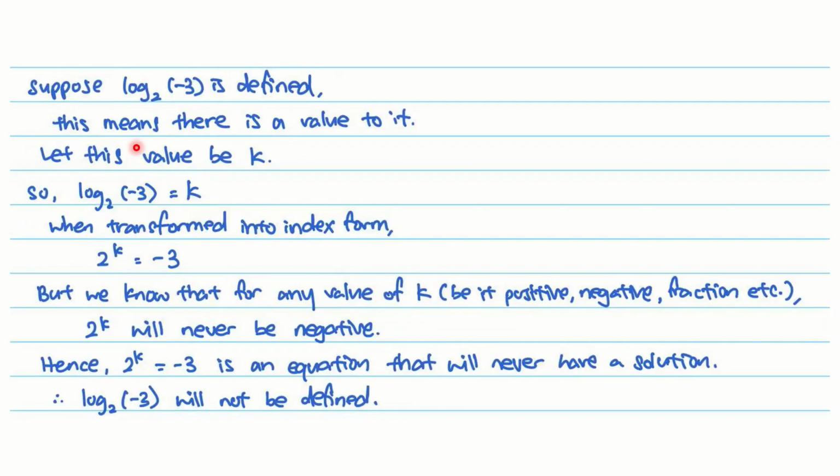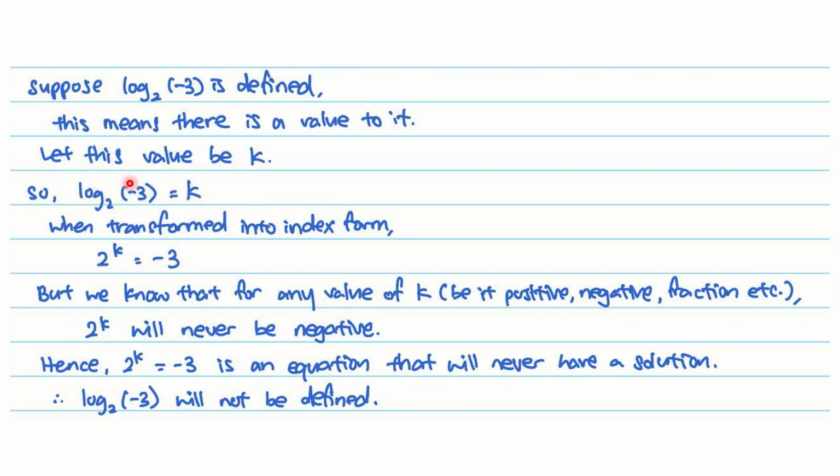So suppose that log negative 3 base 2 is defined. When we talk about definedness, what we're trying to refer to is that there is a value that this logarithmic expression is valid. So we let a certain value k be this log negative 3 base 2. So let's assume that there is a value. At this moment, I do not know what the value is. I just let an algebraic letter or algebraic constant represent it. So that means that log negative 3 base 2 is equal to k.